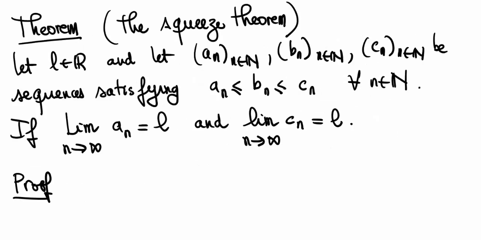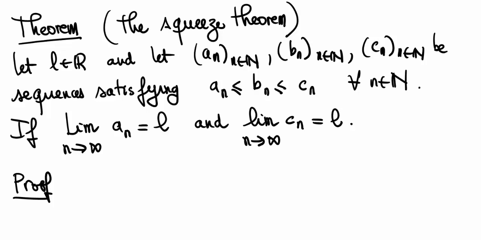Our next result is known as the Squeeze Theorem, and is stated as follows. Let L be a real number and let a_n, b_n and c_n be three sequences satisfying the following compound inequality: a_n is less or equal to b_n, which is less or equal to c_n for every natural number n. So essentially b_n is sitting in between a_n and c_n. If the lower bound and upper bound sequences are both convergent and converge to the same limit, then the sequence in the middle has to also converge and must converge to the same limit.